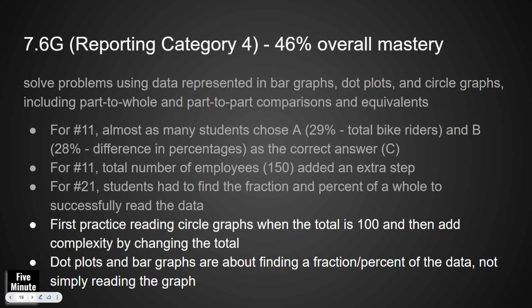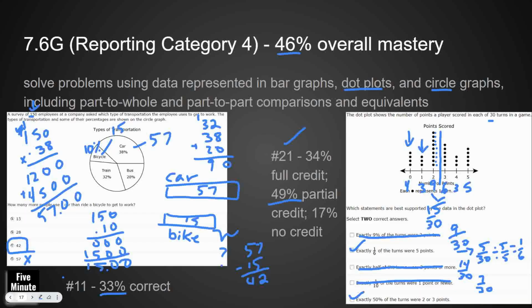So almost as many students on number 11 chose A, the total bike records, and B, the difference in percentages as the correct answer. So 29 for A and 28 for B. Let's go back and look. 29%, 28%. How do we get 15, right?